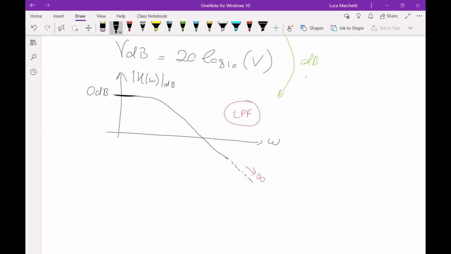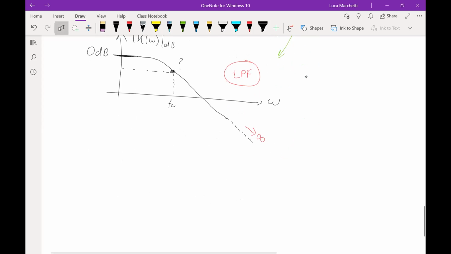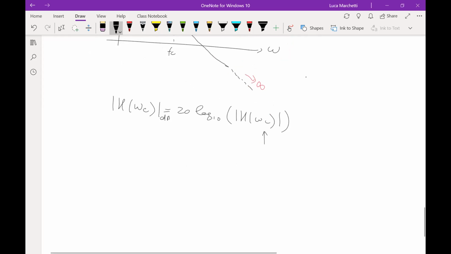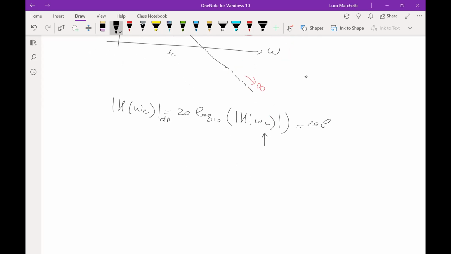Now, what is the value at the cutoff frequency in dB? Again, we don't have to base our answer on our memory. We always have to be able to derive our answer. So what we have to do is nothing else than this: the frequency response at the cutoff frequency, in dB of course, is equal to 20 logarithm base 10 of the frequency response at omega c. We know how much this value is because we calculated it before: it is 1 over square root of 2. So 20 logarithm base 10 of 1 divided by square root of 2.